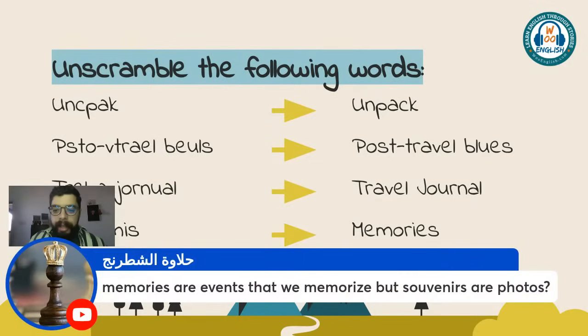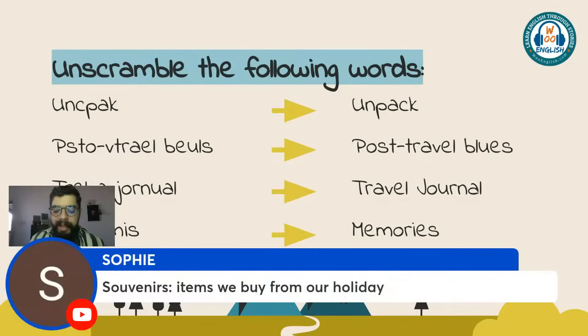Okay. I mean, memories are events that we memorize, but souvenirs are photos. Sophie, souvenirs are items we buy for our holiday. Sophie, you are correct. So imagine, for example, I went to another country. A memory is what I remember in my head. What I remember are memories. For example, the different things that I did, the different feelings, the different tastes in my mouth, or something that happened to me there.